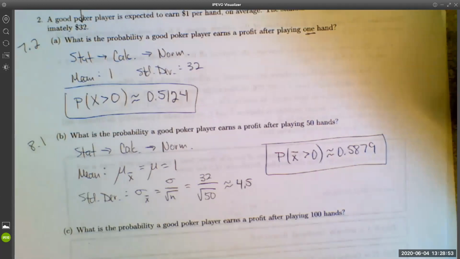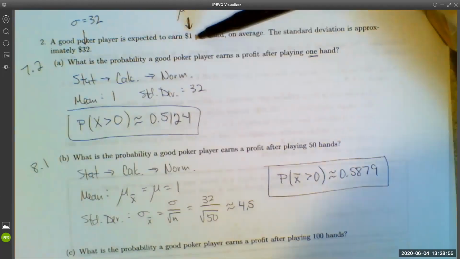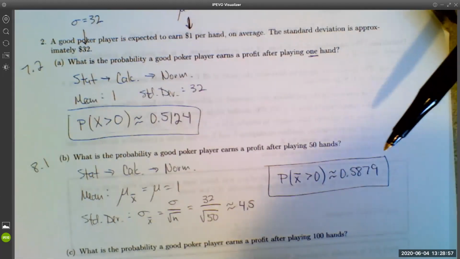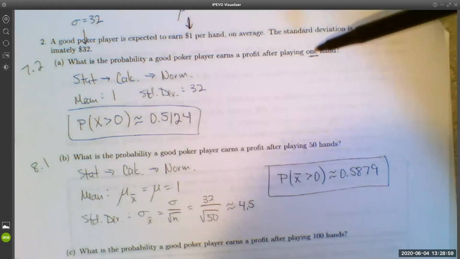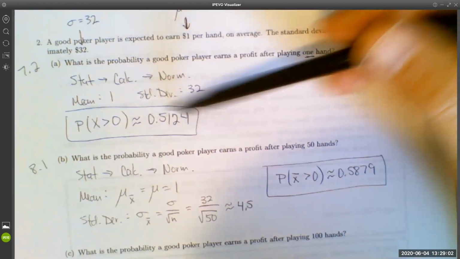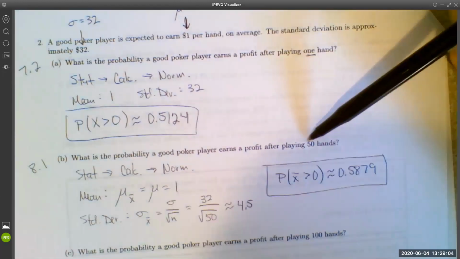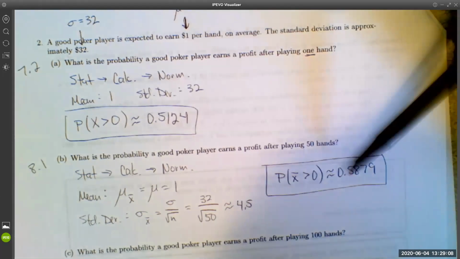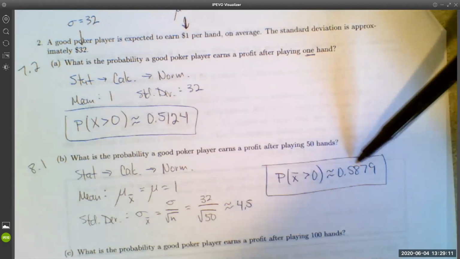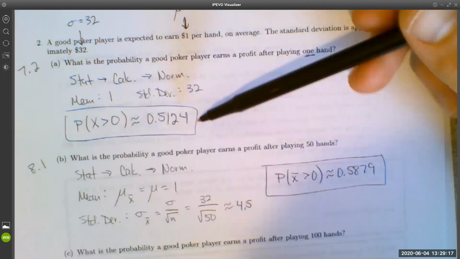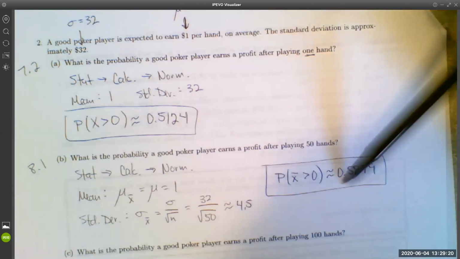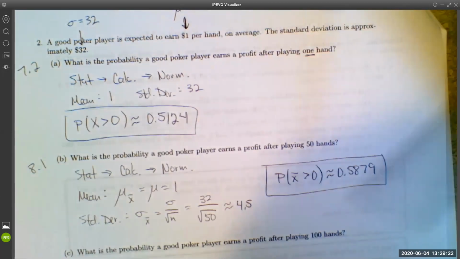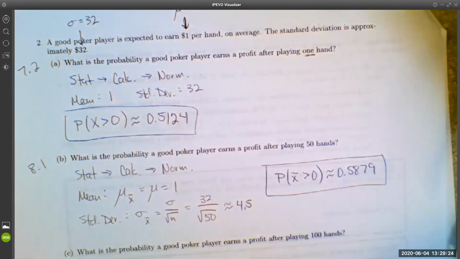And that should make sense. It's like if a good poker player is expected to earn $1 per hand on average, well, they might lose their first game, right? Like there's a pretty good chance they're going to lose their first game. But if they play 50 games, if they're expected to earn $1 per hand on average, then definitely after 50 games, you really start to expect them to be ahead, to have made some kind of profit, right? The probability really didn't increase that much, I guess, from what it was in part A. Let's look at part C now.